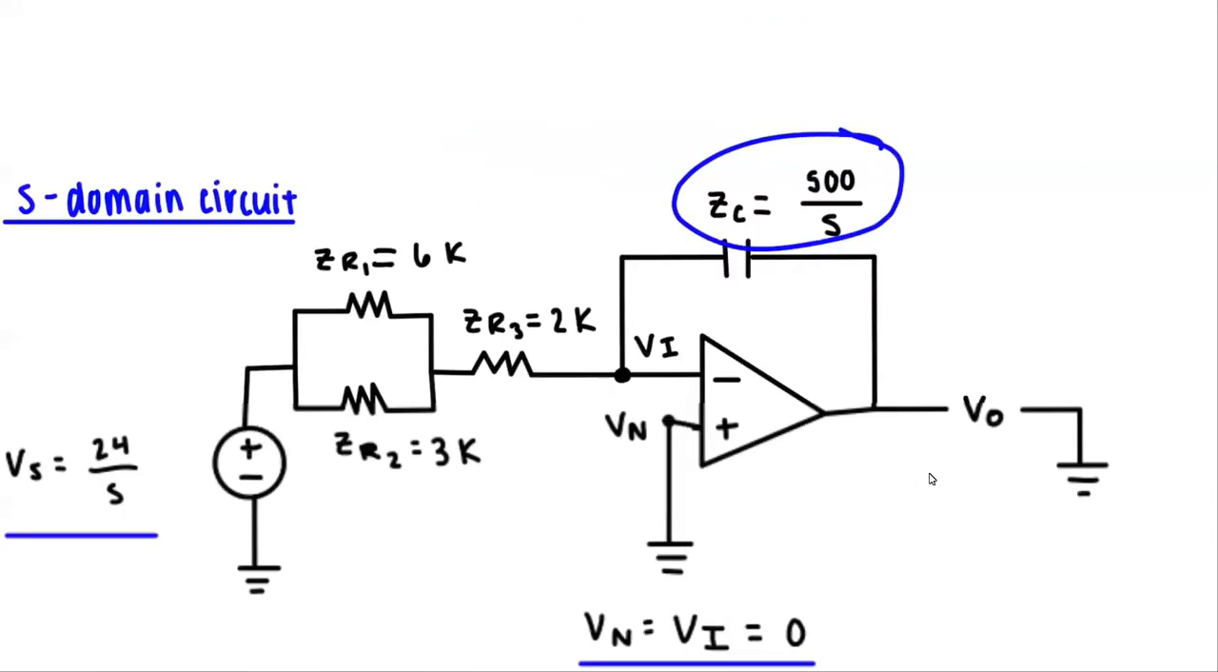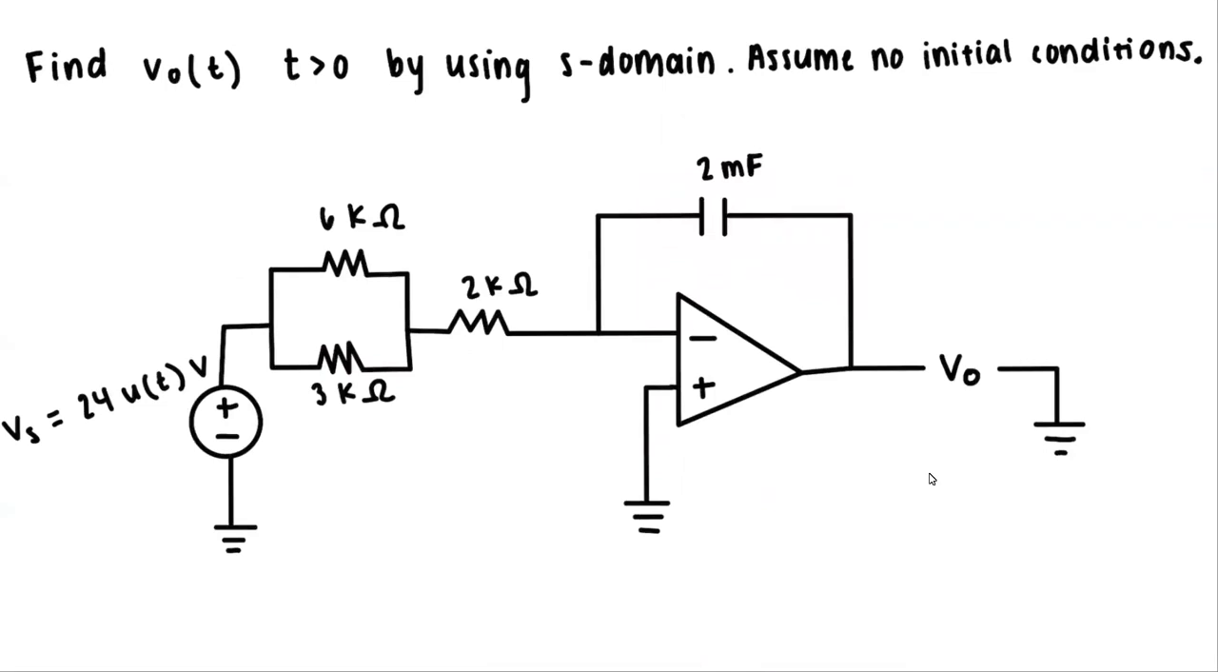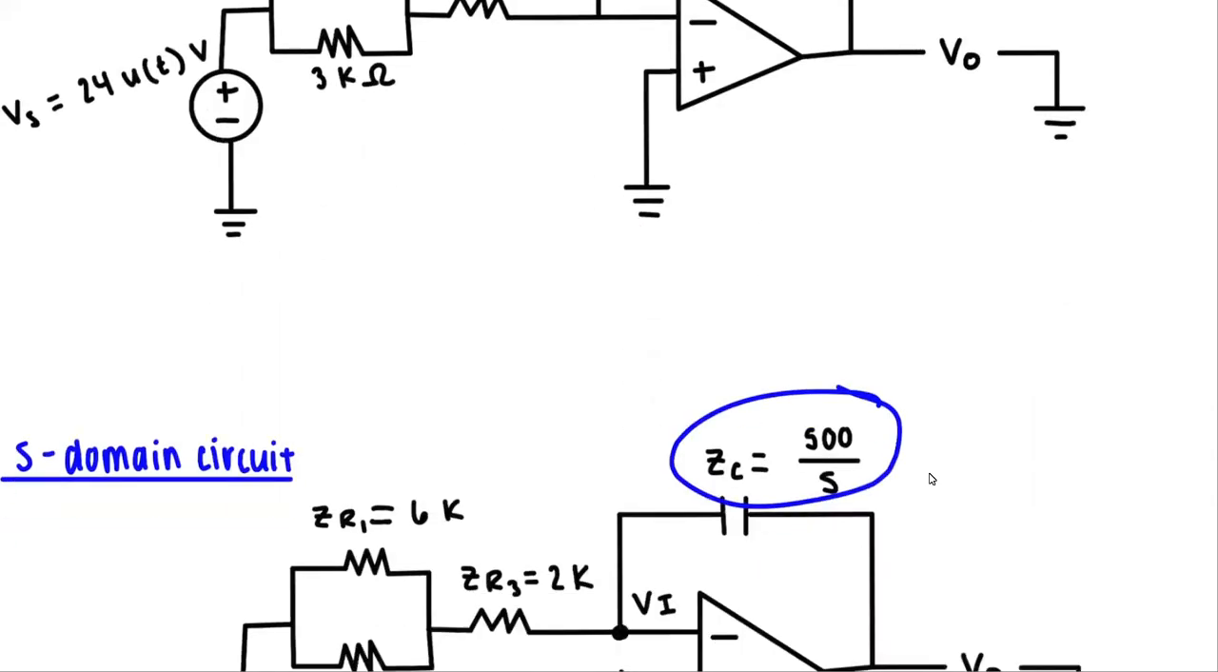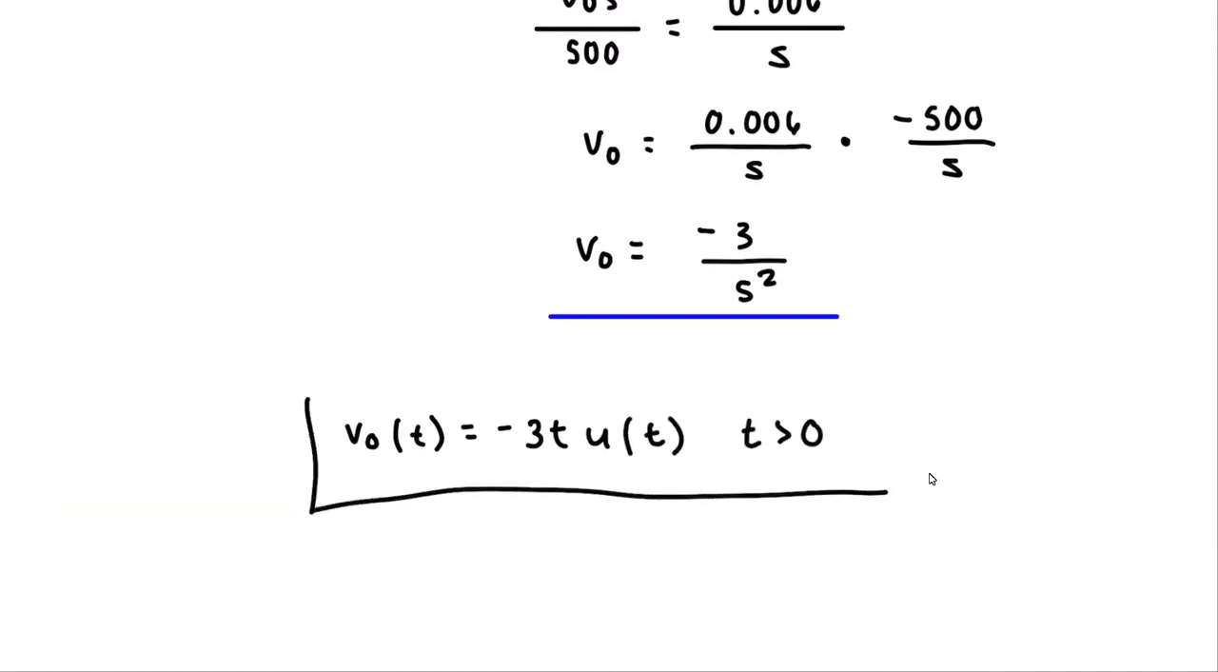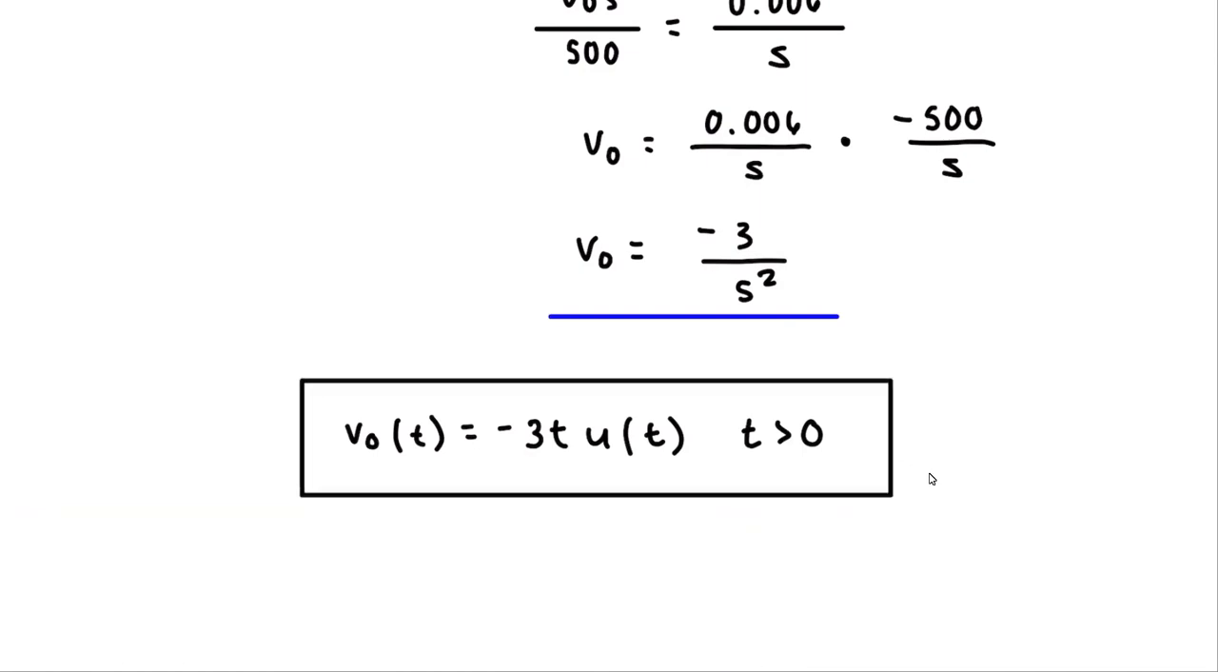But if you recall, at the beginning, we are told to find Vout of t for t greater than 0. So now that we have our answer in S domain, we have to convert it back into time domain, which will be done by using the inverse Laplace transform. And using the respective Laplace transform, we find that Vout of t is equal to negative 3t u(t), where t is greater than 0. And this is our final answer for Vout of t for this op-amp circuit that was solved in S domain.